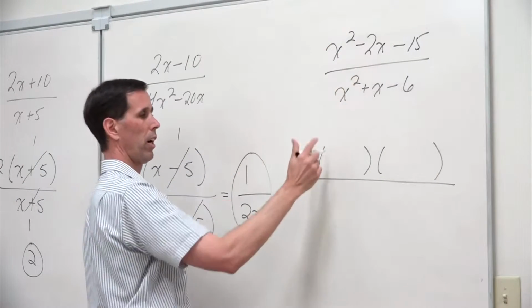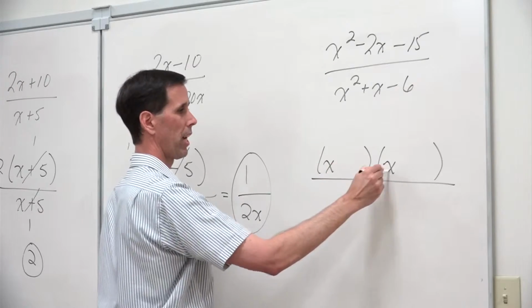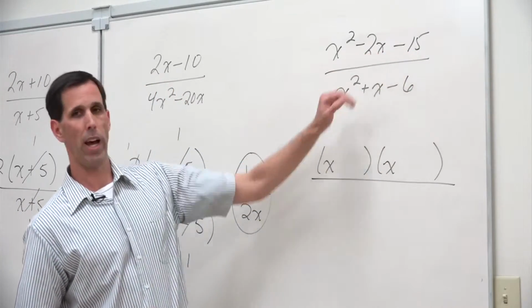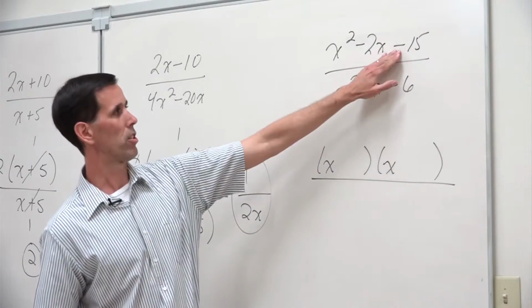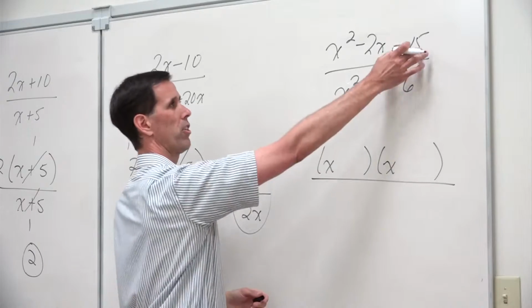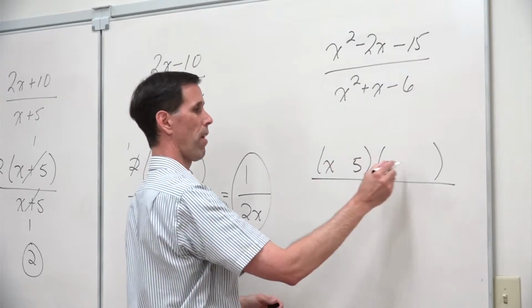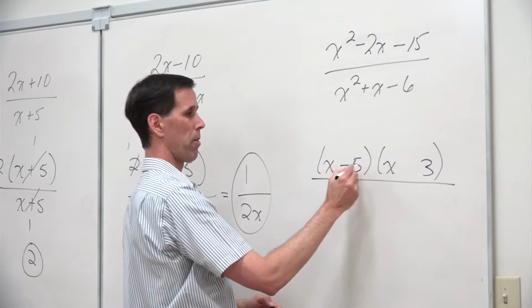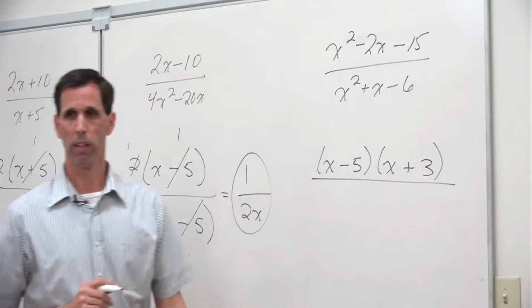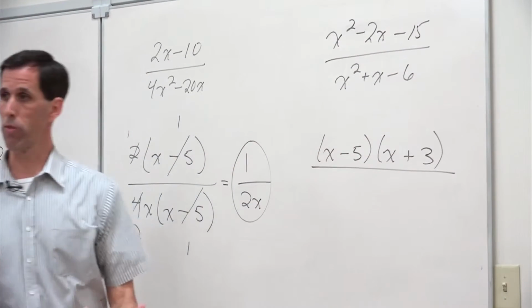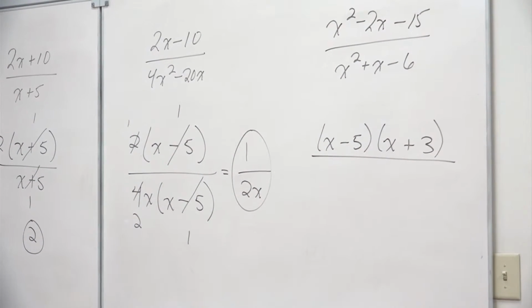How would you get x squared? Both first terms would have to be an x. And then we want to think, what factors of 15 would add up to a 2? And since this last sign is minus, we want to have different signs down here. So the factors of 15 that would add up to 2 would be 5 and 3. And then to add up to a negative 2, I would want to have a minus 5 and a plus 3. So we've broken up x squared minus 2x minus 15 into a product of its factors, which is x minus 5 times x plus 3.